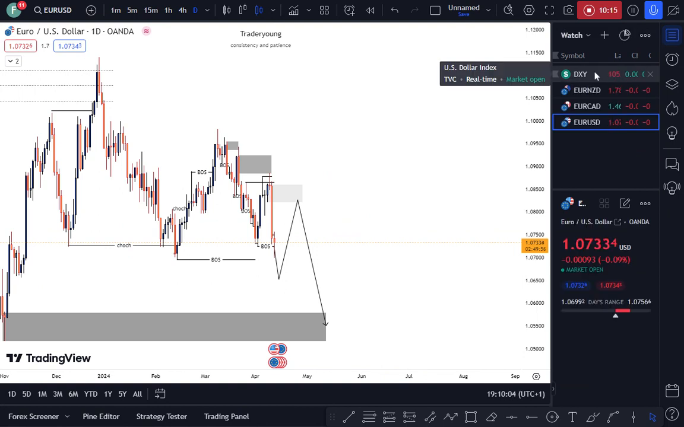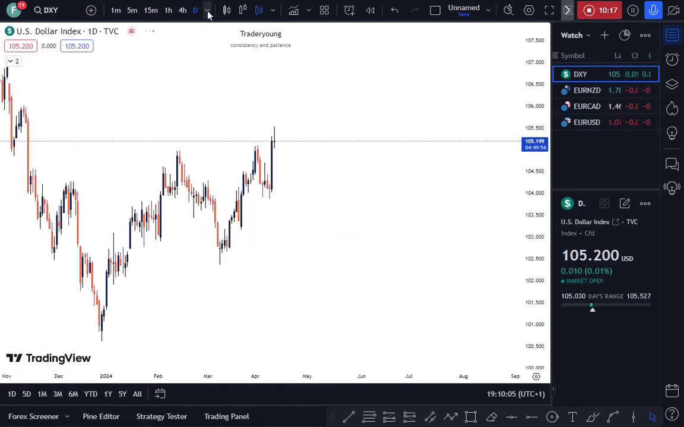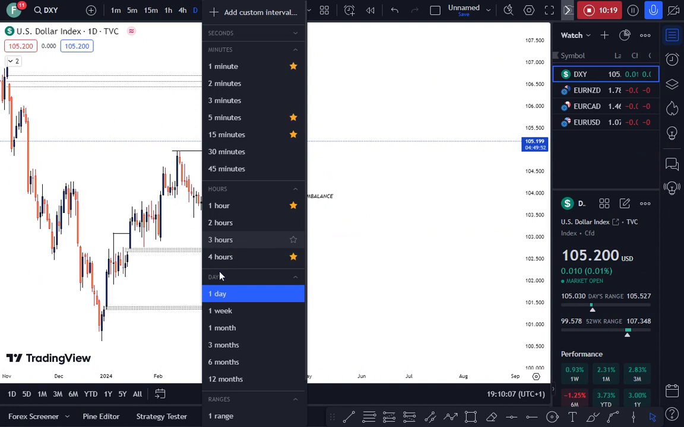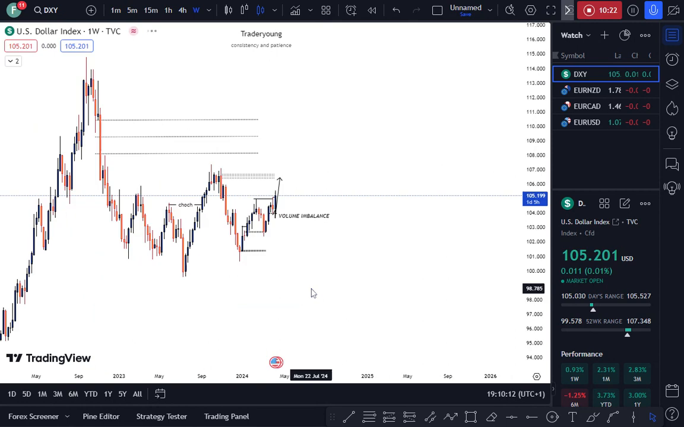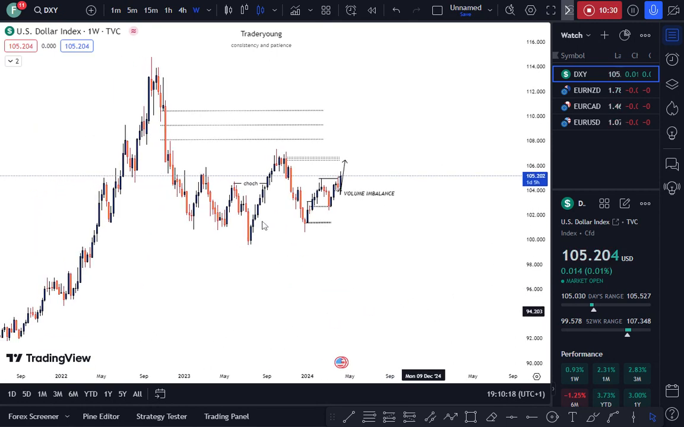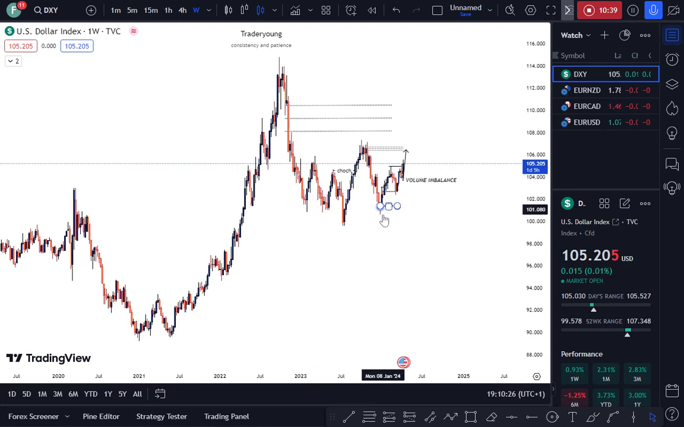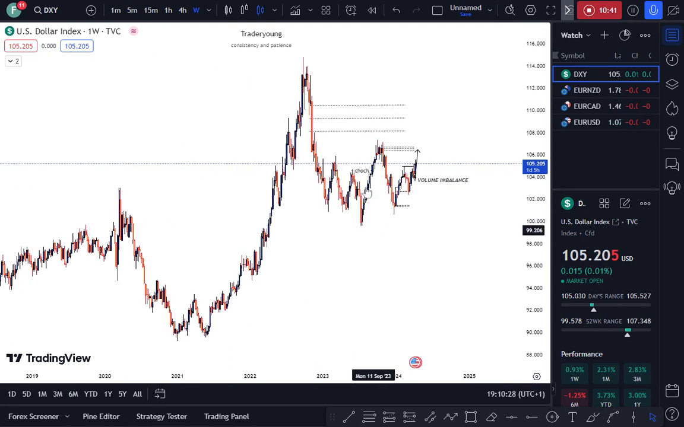DXY. On DXY we still have the same thing, just as analyzed. DXY is still going the same way. I don't go as far as monthly. Most times I'm just on my weekly. So DXY has been bullish. You can see change of character, pull back down, and it's trying its best to continue to where it came from.